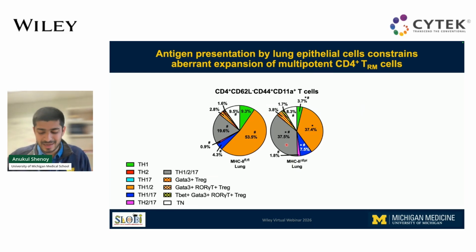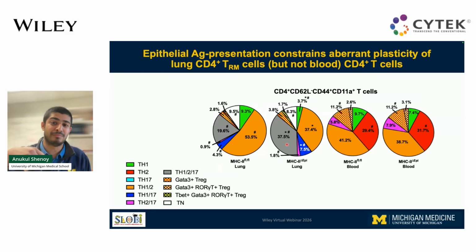Now, one might argue this might just be a figment of the fact that our mouse is a weird mouse because these are genetically engineered mice. So we took advantage of the fact that in the same mouse, we had given intravenous antibody injection, and we can go to the blood of that exact same mouse. Surprisingly, if we look in the blood of that same mouse, this plasticity is nowhere to be seen. This agrees with most of our literature, where we think that T cells are largely monopotent or bipotent. However, only in a non-lymphoid tissue are we finding this multipotency.